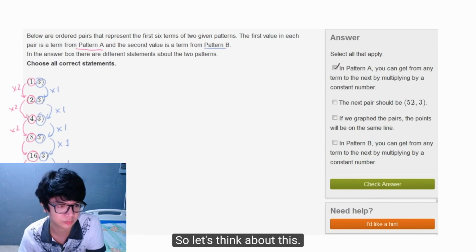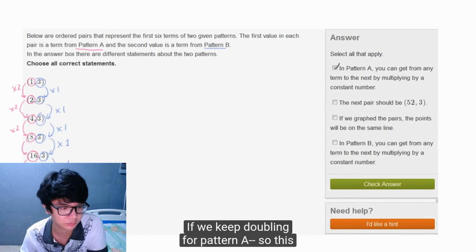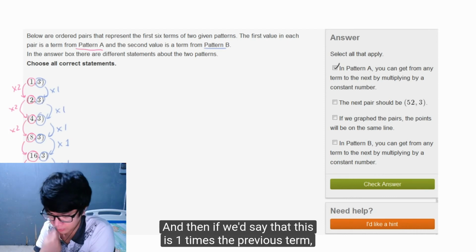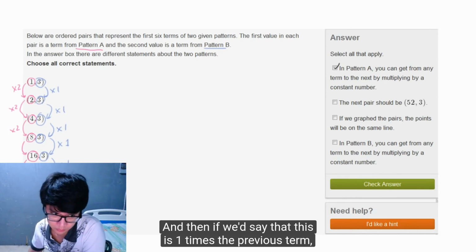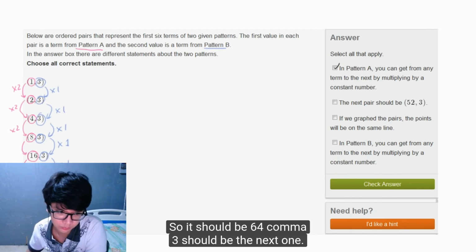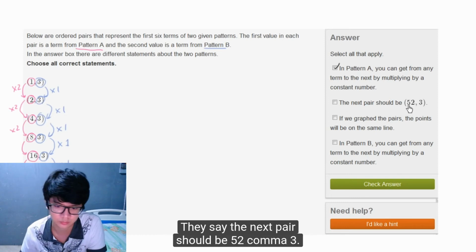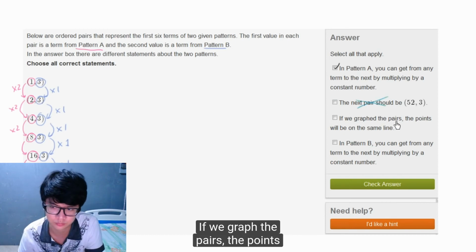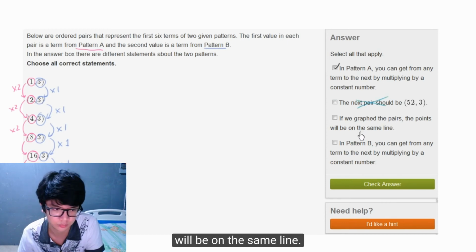The next choice says the next pair should be 52, 3. So let's think about this. If we keep doubling for pattern A, 32 times 2 is 64. And then if we say that pattern B is 1 times the previous term, we're just going to get a 3 again. So it should be 64, 3 as the next one. They say the next pair should be 52, 3, so that's not right.